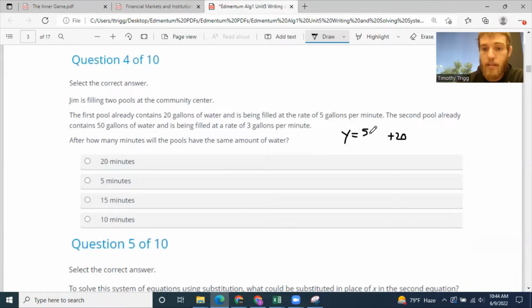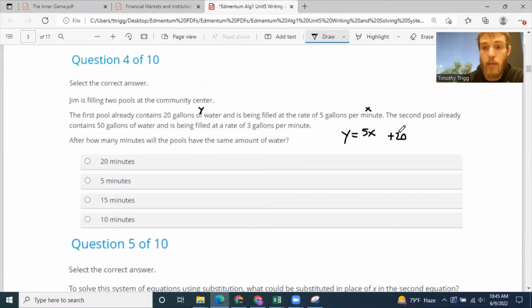And then it's being filled at a rate of 5 gallons per minute. So 5 times the number of minutes. The number of minutes we're going to call x. And the amount of gallons of water we'll call y. Okay, so this is our equation. The gallons of water is 5 times the number of minutes, plus it already starts with 20 gallons.